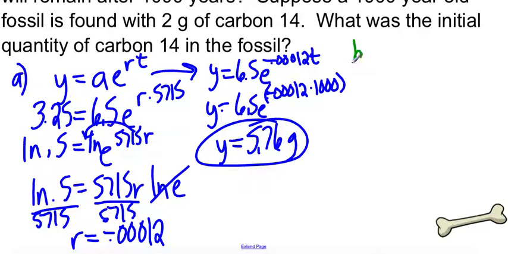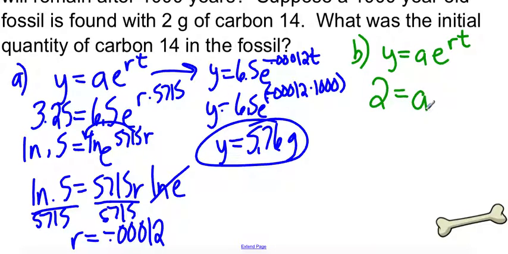Okay, B. Suppose a 1,000-year-old fossil is found, so they dig up this fossil, it's 1,000 years old, and it's 2 grams of carbon. We want to know the initial quantity. So, y equals a e to the rt. Same equation. The amount that we have is 2 grams, so when we dig this up, we have 2. And they're asking, what was the initial amount? What was A?